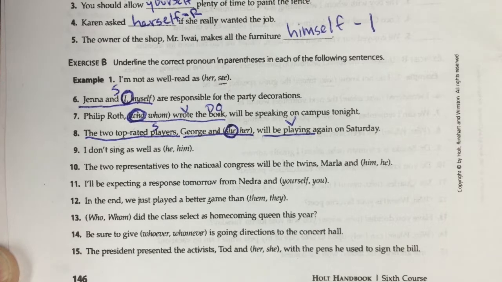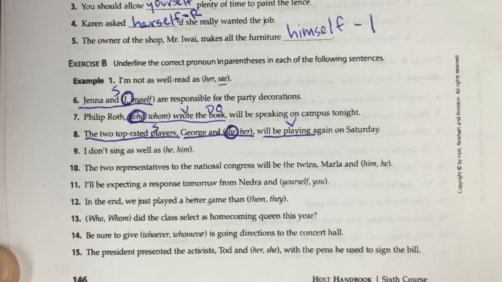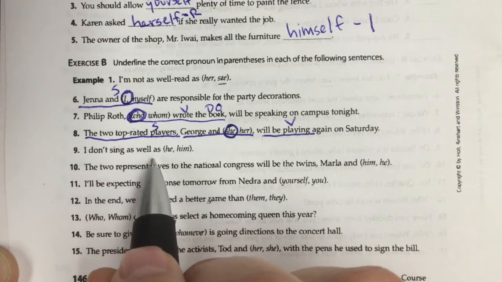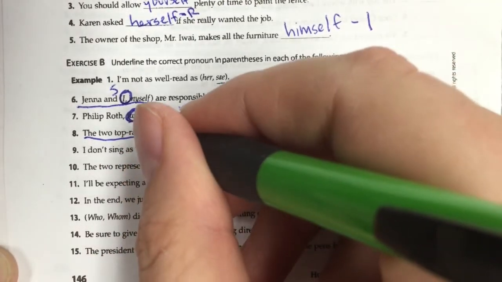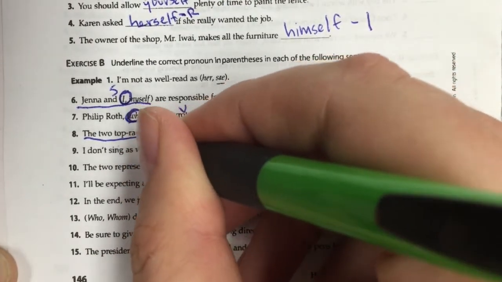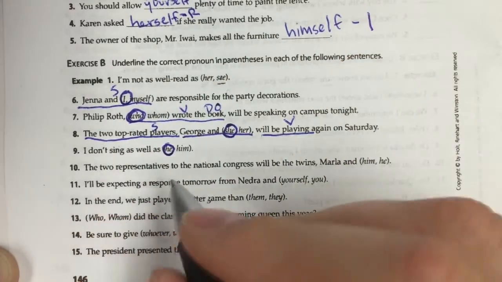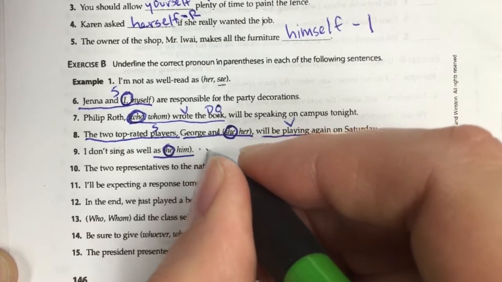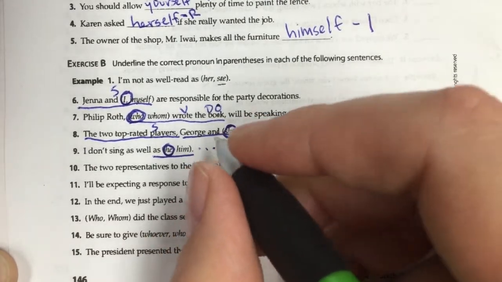All right, so I'm now going to go over 9 through 15 really quickly. Number 9: I don't sing as well as he. The reason is that this is an elliptical construction. There are words left off here. The word left off is sings.